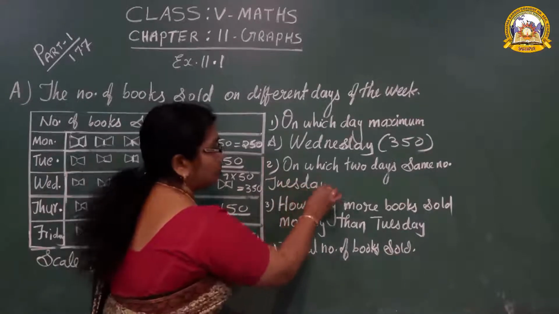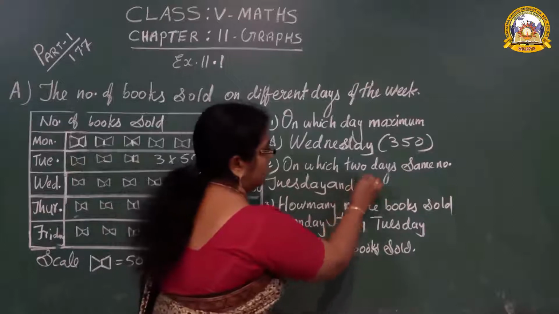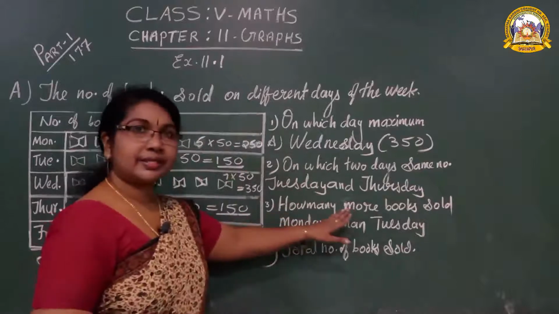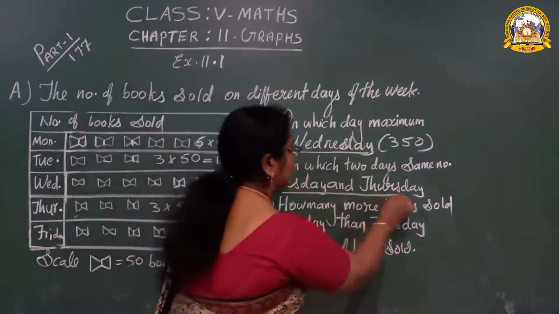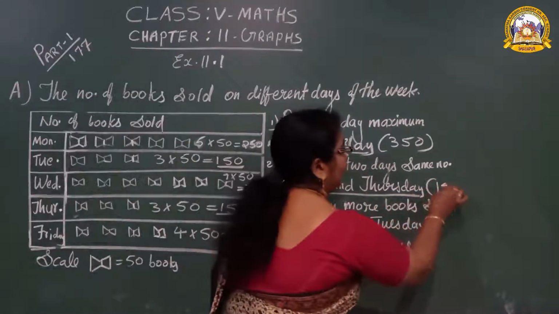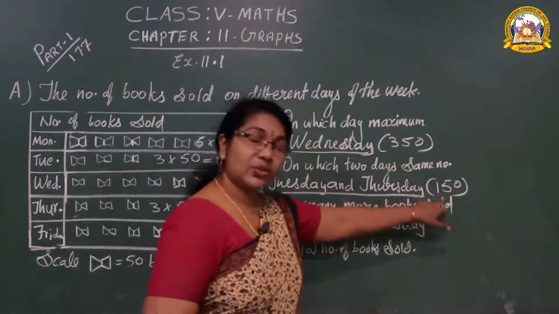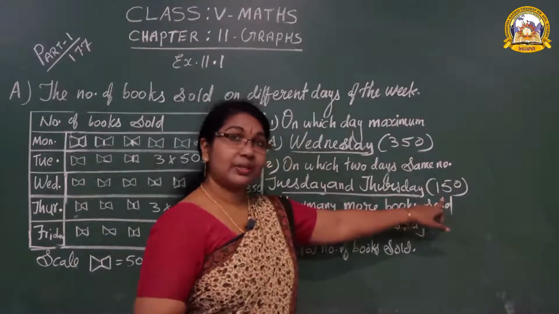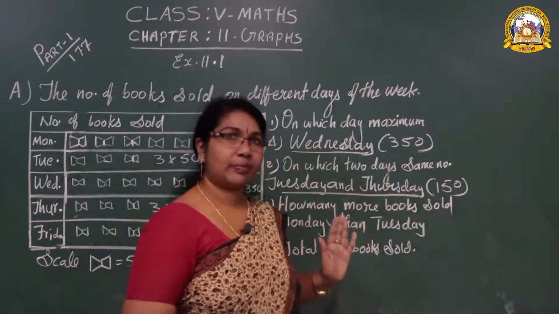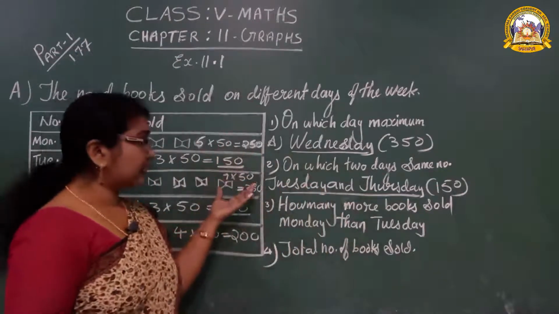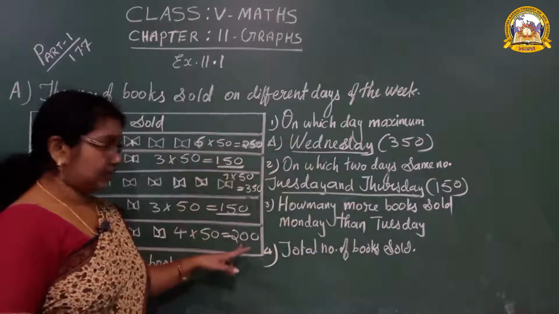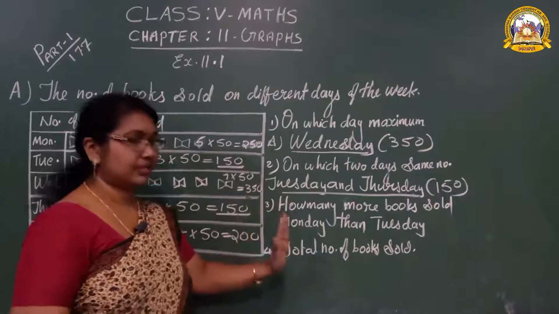Tuesday and Thursday. Understood how you got the answer? This is the first answer, this is the second answer. Can you say how many books were sold? You can write down in bracket 150. This one is not asked, but you can write it down. Why? Because it is very easy to understand. Tuesday and Thursday, 150 books were sold. Pictograph means seeing the picture and you have to write down the answer. First you should write the numbers, then in an easy way you can write down the answer.